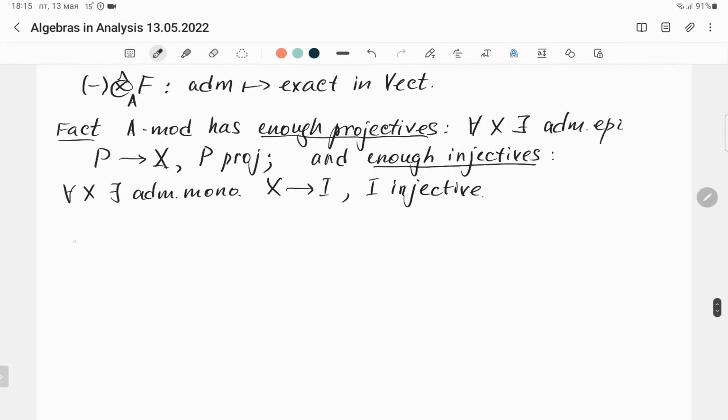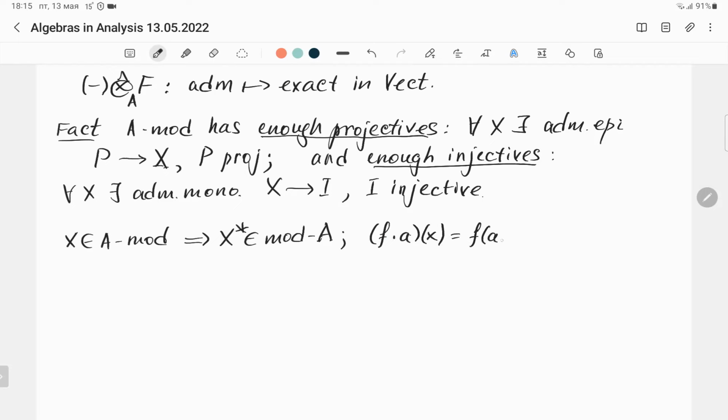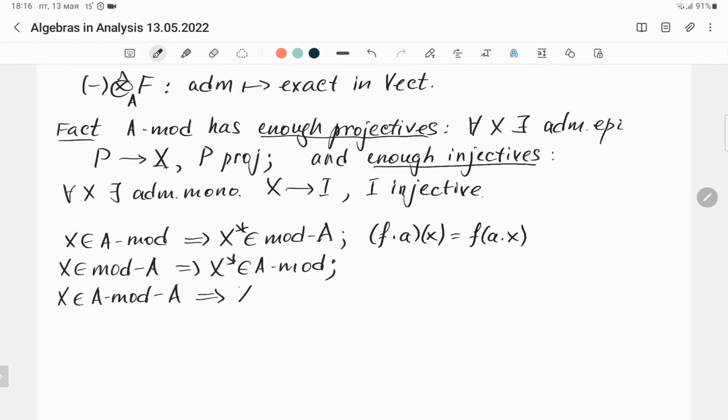So let's recall that if X is a left Banach A module, then the dual space X star has a canonical structure of a right Banach A module, and the right A module structure on X star is given by the following formula. And similarly, if X is a right Banach A module, then X star becomes a left Banach A module. This implies that if X is a Banach A bimodule, then X star is also a Banach A bimodule.